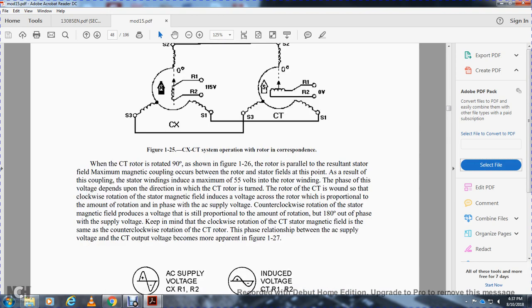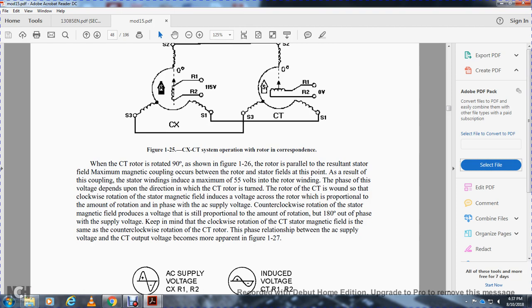Here, the control transformer is rotated down with the gears, as shown in figure 126. The rotor is in a position with the maximum magnetic field coupling between the rotor and stator field. At this point, the result of the coupling and stator winding is an induced maximum of 55 volts in the rotor winding, with the phase of the voltage dependent directly on the control transformer. Turning the rotor of the control transformer clockwise, the stator magnetic field induces a voltage across the rotor proportional to the amount of the rotation, in phase with the AC supply voltage.